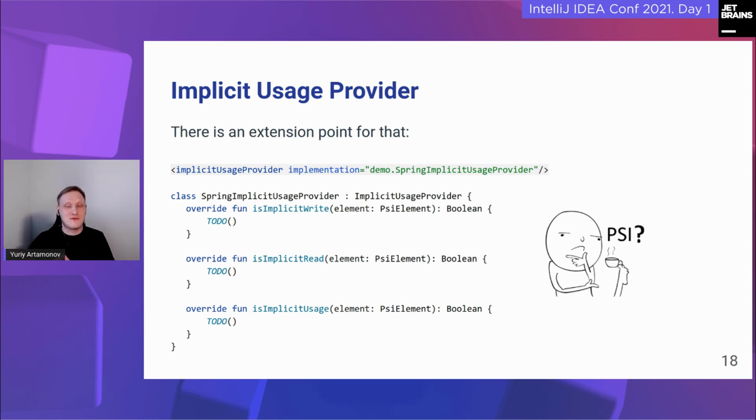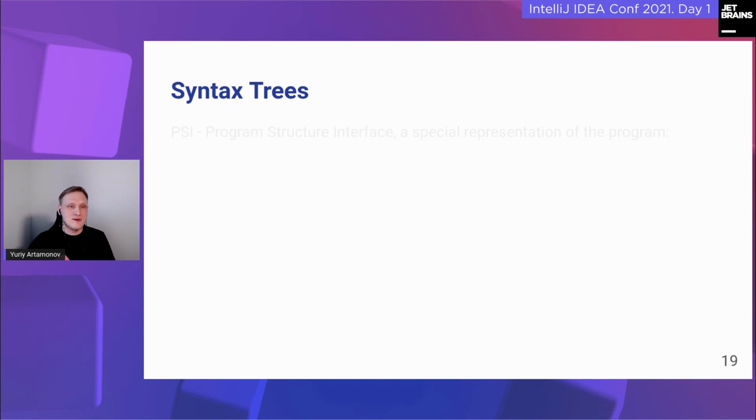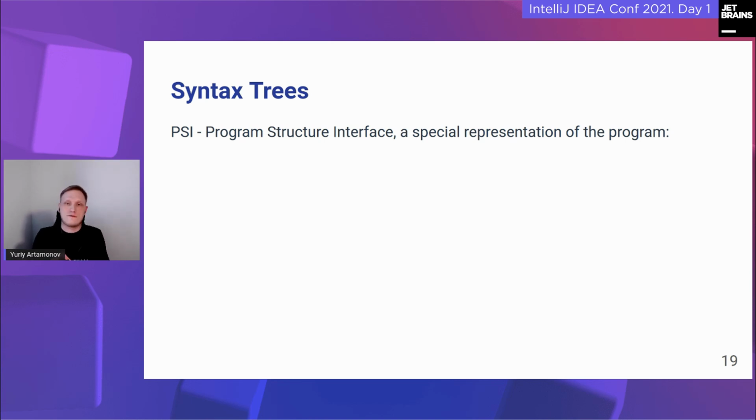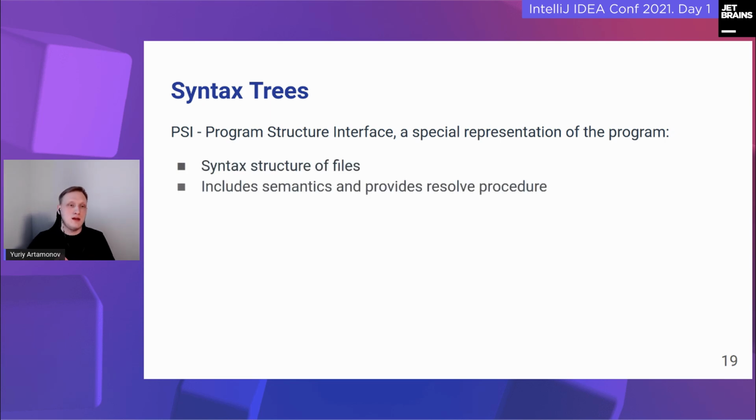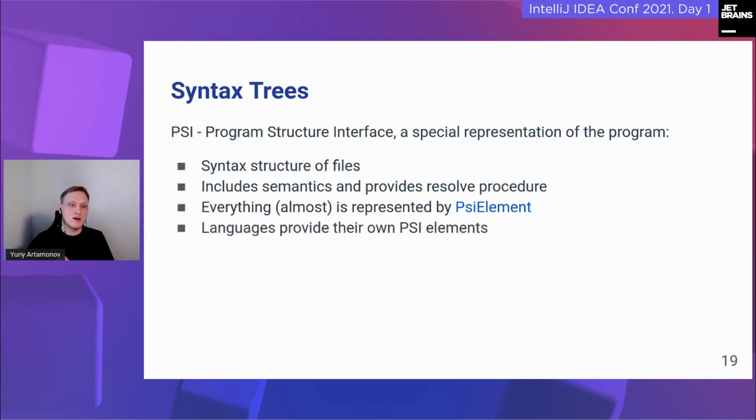Let's try to figure out what PSI actually is. PSI stands for program structure interface. It's a representation of your programs, your code, file formats, and lexical structures. It represents the syntax structure of files and also includes semantics and provides references between elements. Almost everything inside the IDE is represented by a special object with the interface PSI element. These are just elements that represent your code, your syntax trees. And different languages, such as Java or Kotlin or JSON, provide their own implementations of these PSI elements.